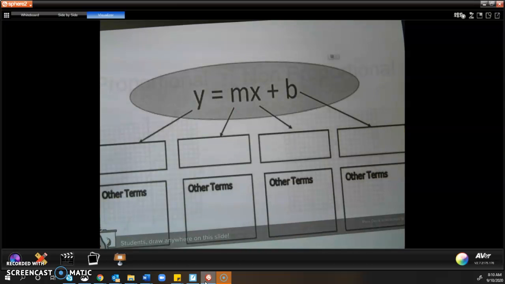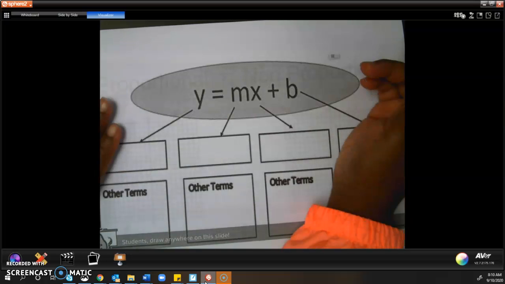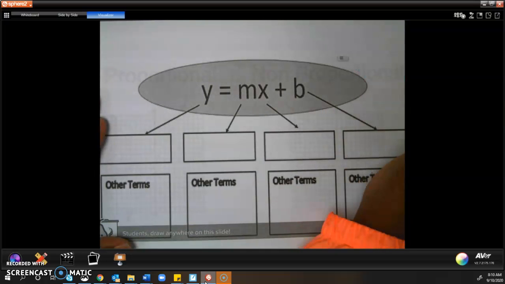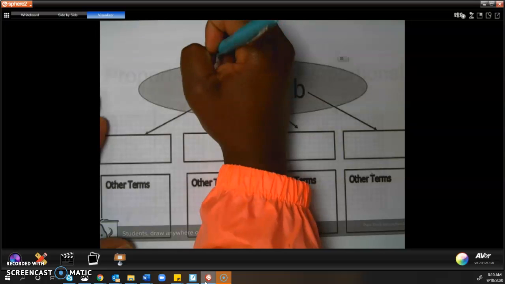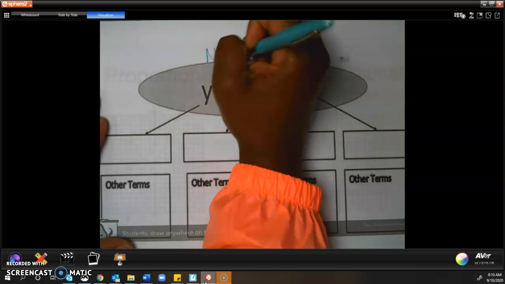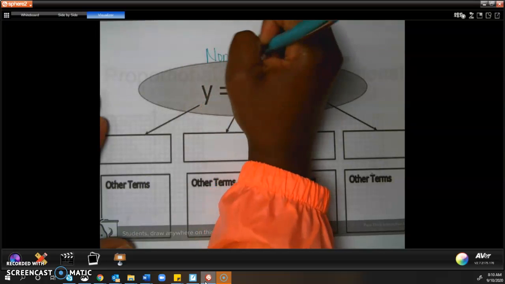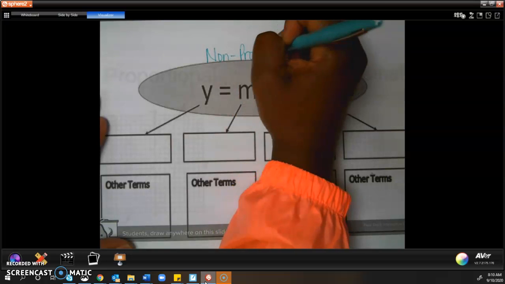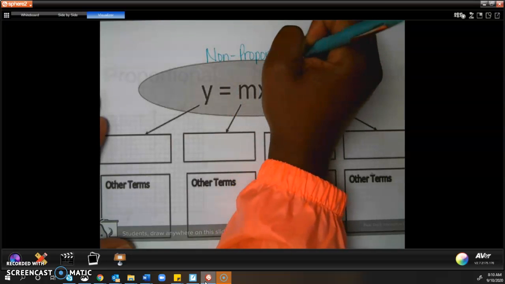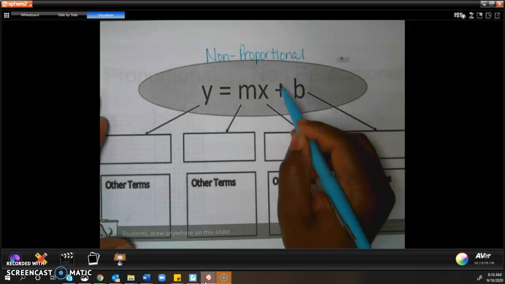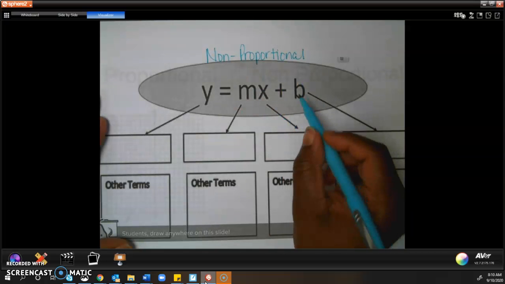slope-intercept form. So I know we are used to seeing y equals mx, right? So today we're going to introduce non-proportional relationships. So this is a non-proportional relationship, because we have this extra piece, which is our y-intercept.